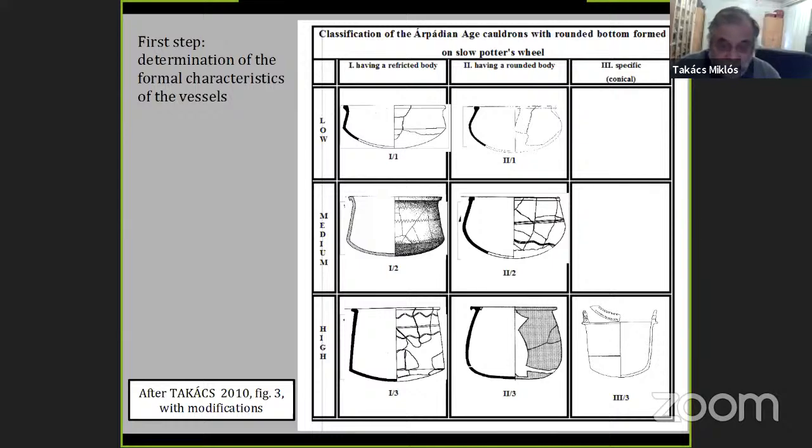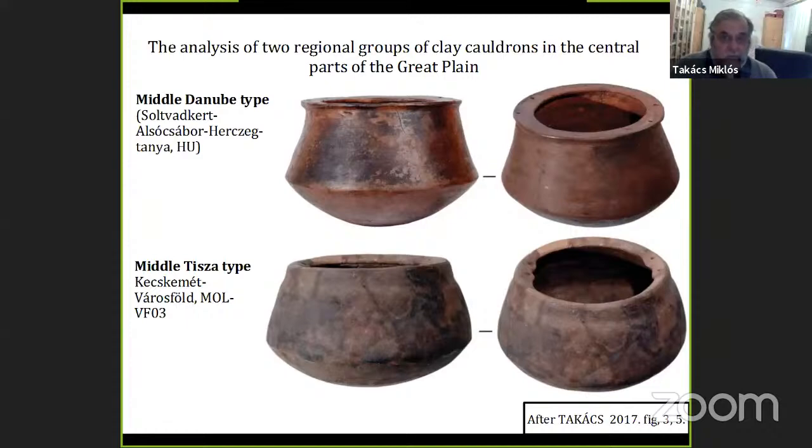The first thing I had to see is what was the region where the cauldron is most spread, and that is the middle part of the Great Plain. And I have chosen two types of cauldrons which are contemporaneous. So this is not chronology, but you see that the differences are striking. One of them, the upper one, has a fabric that is red or even dark red. The lower one has a fabric which is more brown. The upper one has a rim which is very narrow and very large. The one on the bottom side hasn't got this rim, and the point where the round bottom is connected with the body is also very different.